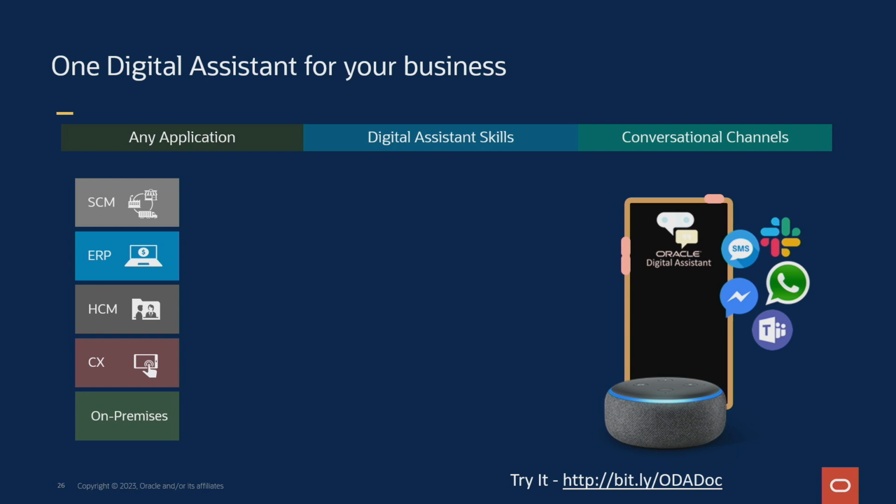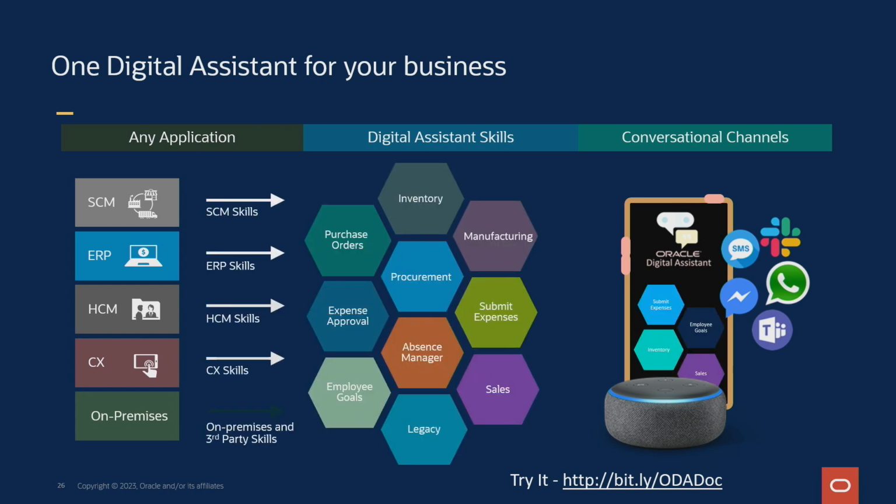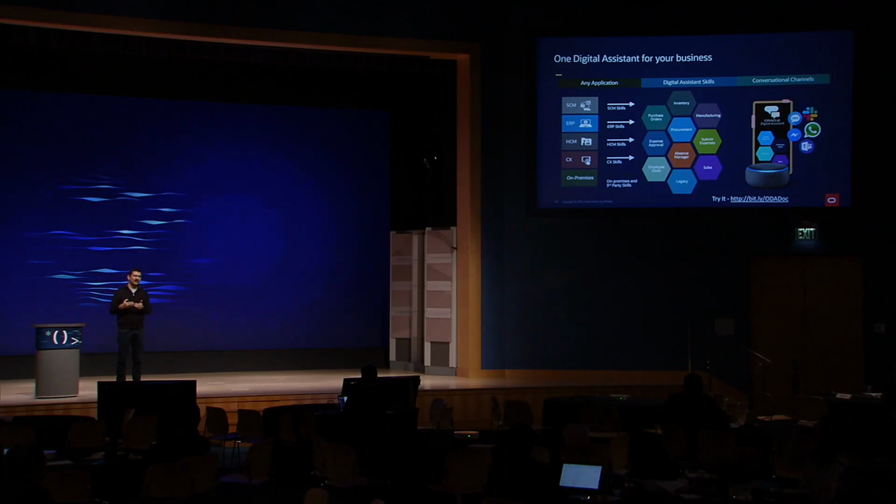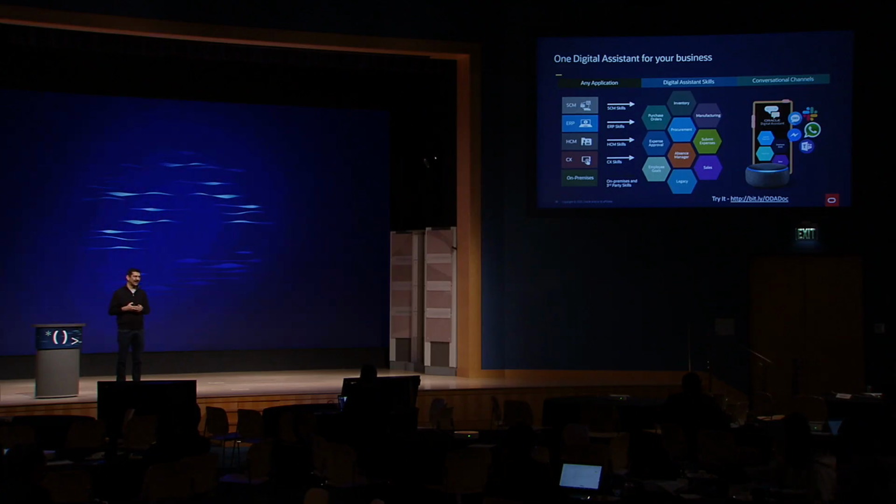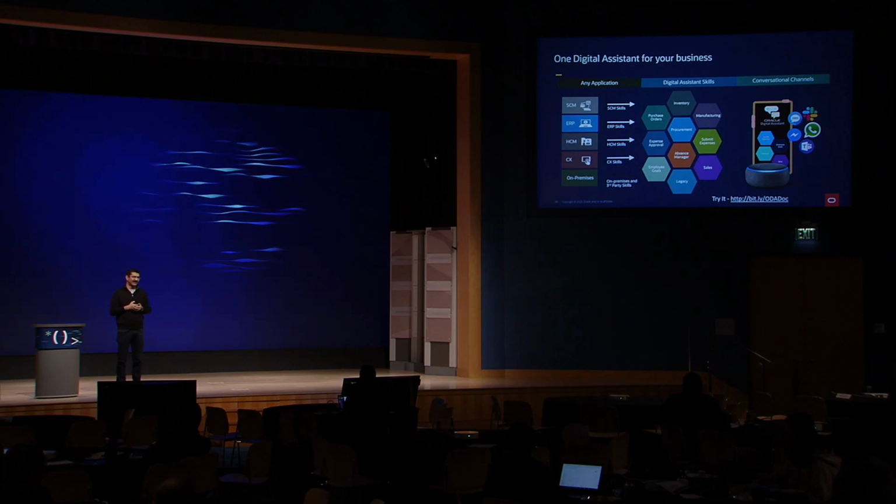So what are digital assistants? These are basically chatbots, AI chatbots, artificial intelligence chatbots. So think about Siri, think about Alexa. What are Siri and Alexa? These are consumer chatbots for the consumer world. The equivalent of that for enterprise applications is something called Oracle Digital Assistant.